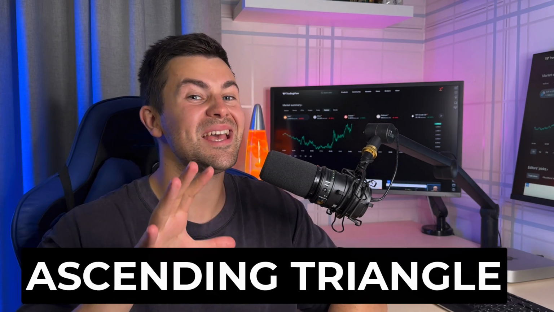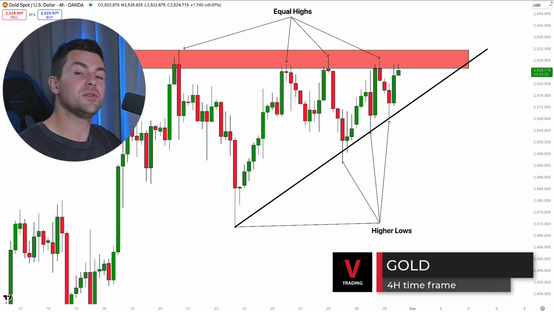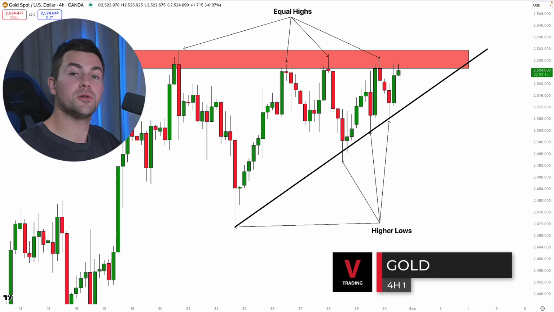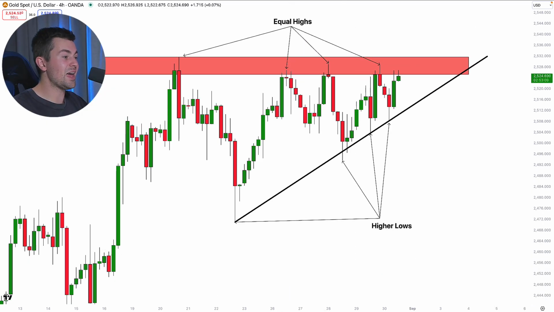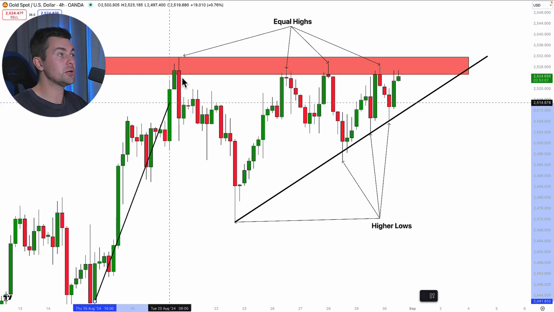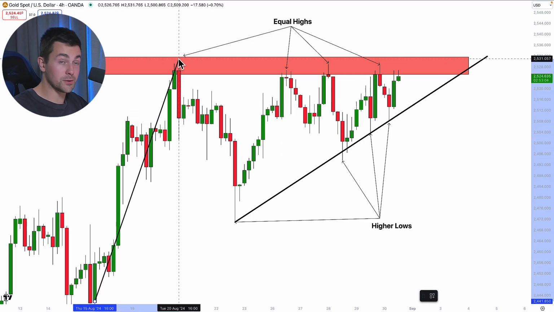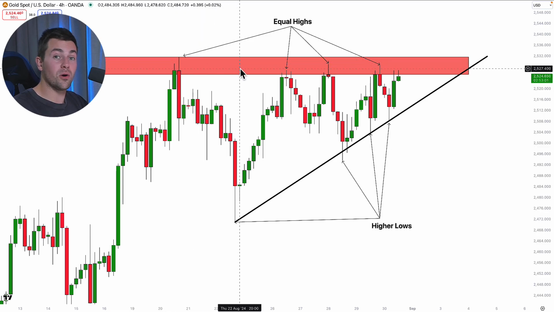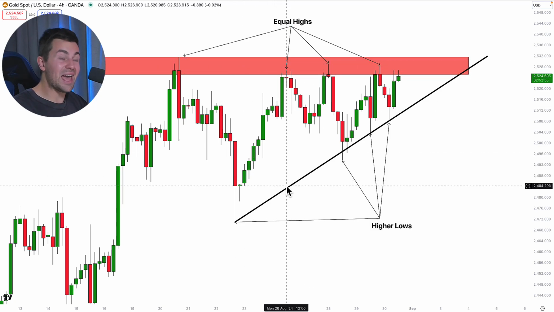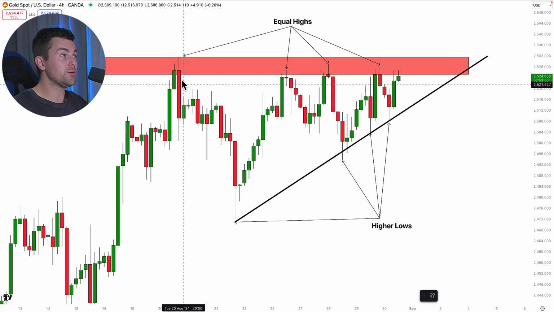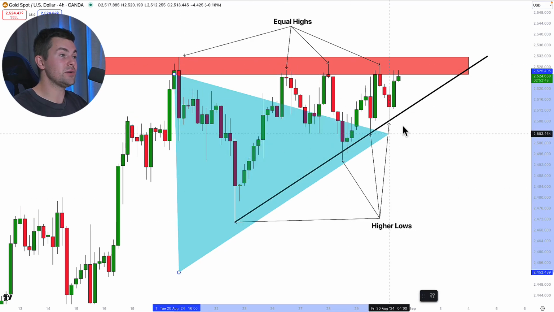A bullish variation of a triangle pattern is called the ascending triangle. The ascending triangle formation usually forms at the end of a strong bearish impulse or after a completion of a strong bullish wave. Here in gold on a 4-hour time frame, we can see that the market was very bullish. And here we got a very strong bullish wave. And then after that, the market started to contract, the market started to slow down, and the price started to set equal highs and higher lows. Here we have a perfect example of the ascending triangle formation.